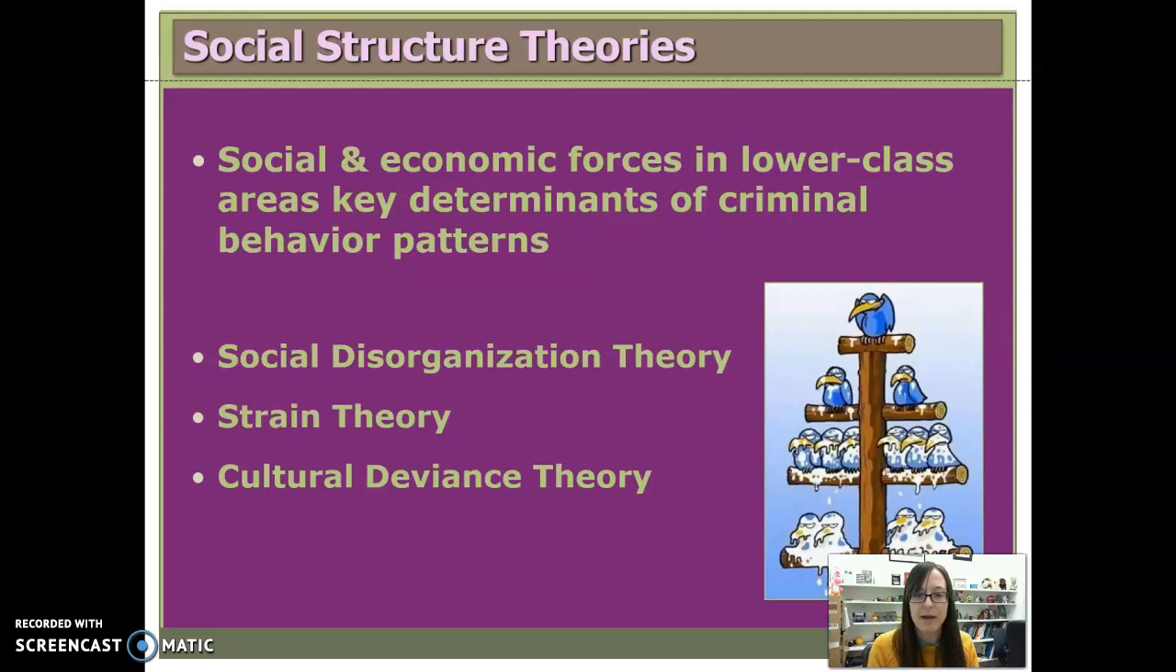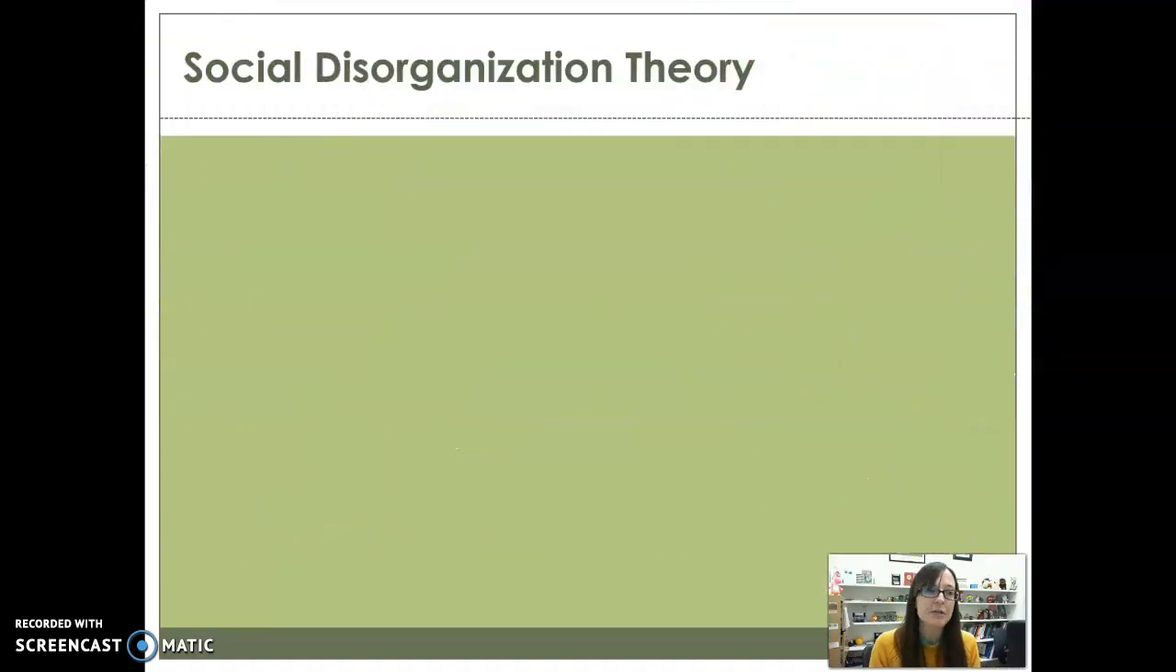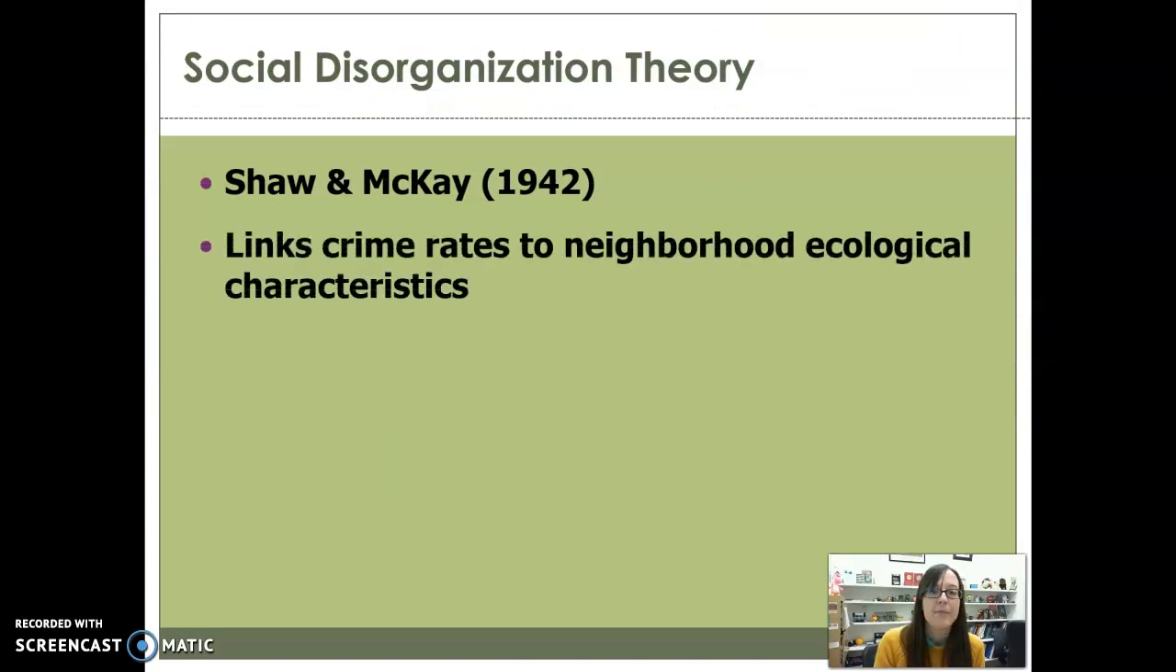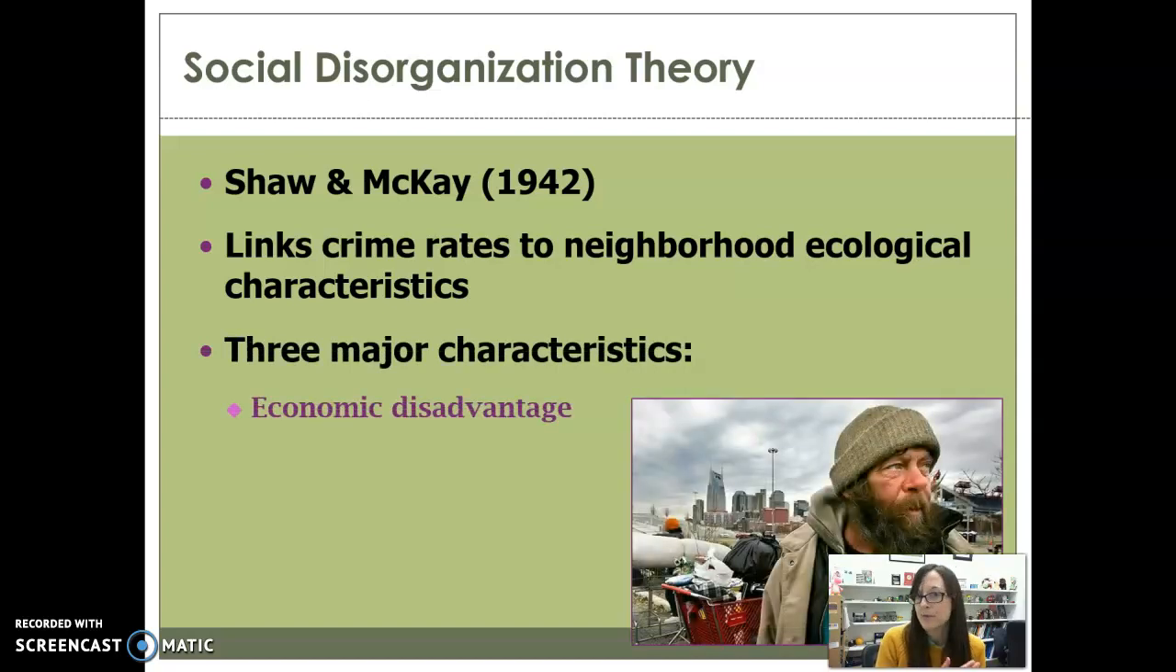But let's go in depth, starting with social disorganization theory. This was Shaw and McKay in 1942. They basically linked crime rates to neighborhood ecological characteristics, with three major characteristics making up social disorganization. First is economic disadvantage: low income, inadequate resources, so people living in poverty.